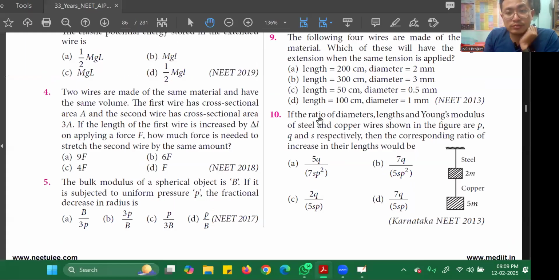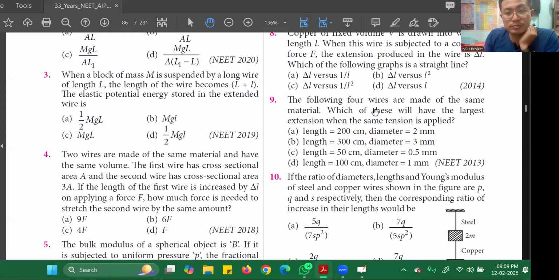Anyway, next is question number 9. The following 4 wires are made of the same material. Which of these will have the largest extension when the same tension is applied?